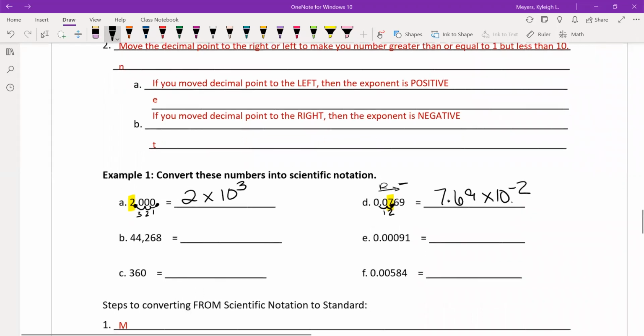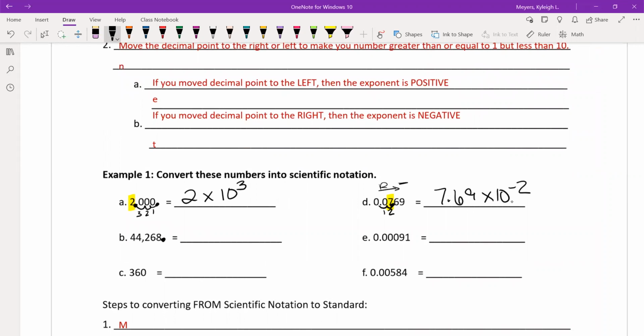Okay, so looking at B one more time with you, we put an implied decimal here. We want a C value between 1 and 10. We want to move it to the first 4. We move it 1, 2, 3, 4 times to the left, so the exponent is positive 4. This one, again, between 1 and 10, it's going to be the 9. We want to move it 1, 2, 3, 4 times to the right, so it's negative. We have 9.1 times 10 to the negative 4.